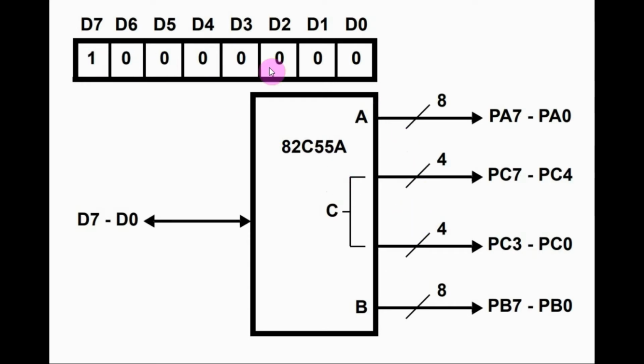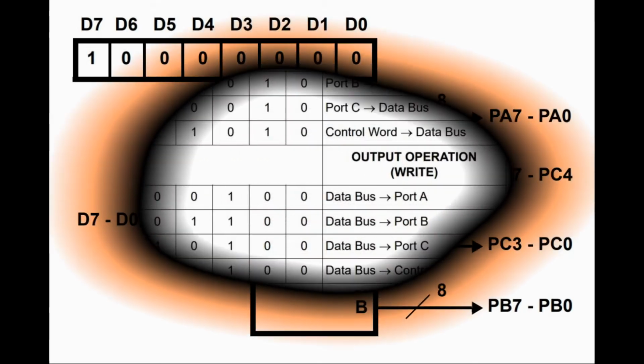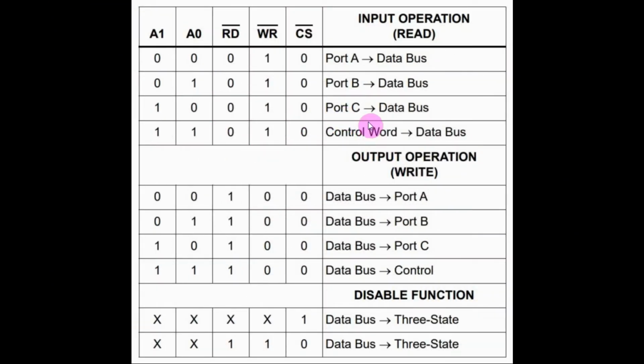And to do this, we have to send this 8-bit command byte to the control register inside the 8255. This table here shows us how to set the ports either for read or for write. So a combination of the address lines A1, A0 and the control lines read, write, and chip select, through these combinations, we can determine whether we are reading from the 8255 port or writing to the 8255 port. In today's video, we will only be doing the output operation, the write, whether we are writing from the data bus to port A or port B or port C, or sending a control byte to the control register inside the 8255.